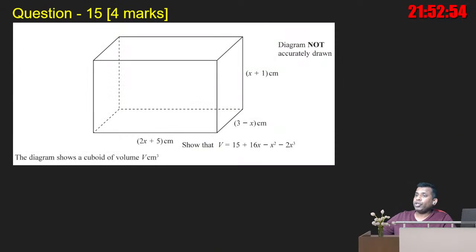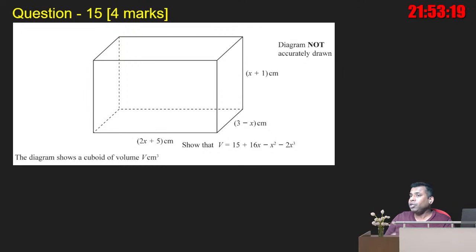We are moving on to question number 15. Have a look at this one. A cuboid is given. x plus 1 is the height, 3 minus x is the width, and 2x plus 5 is the length. Show that the volume is that cubic expression. The good news is they have given the answer.